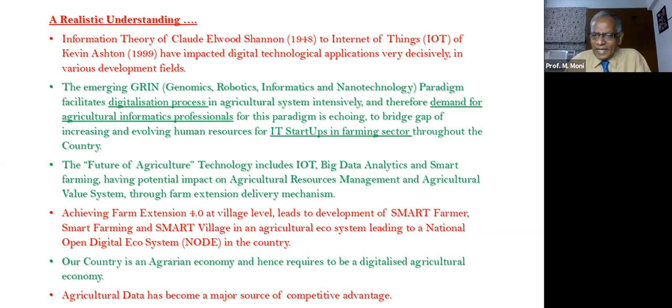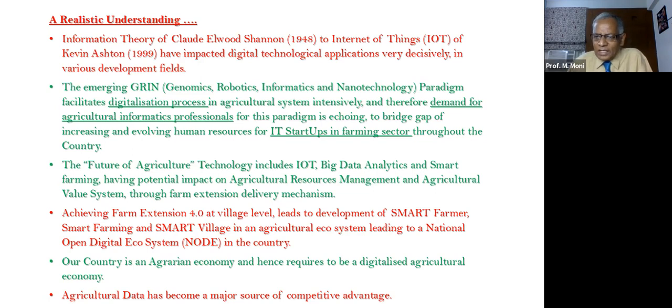in various development fields. In agriculture, we have witnessed a green revolution since 1965, and today India is self-sufficient in food availability, food security, and now we are looking into nutrition security, and we are in a position to export food grains to other countries. Now the new technology which is emerging is GRIN: genomics, robotics, informatics, and nanotechnology. This paradigm facilitates the digitalization process in agricultural systems intensively.